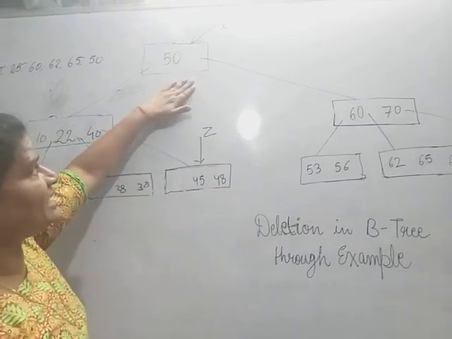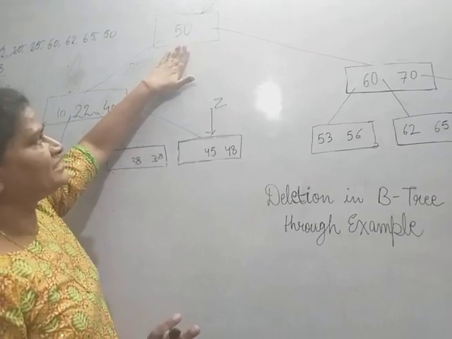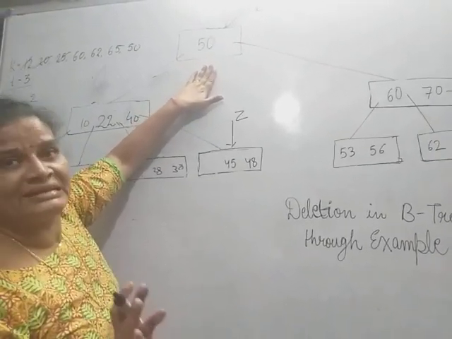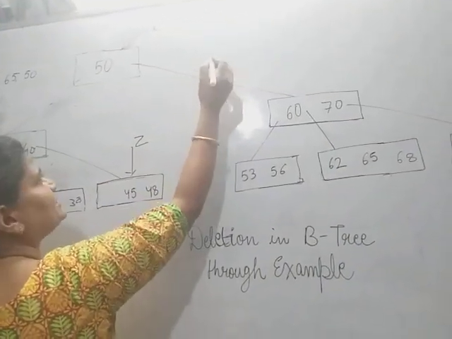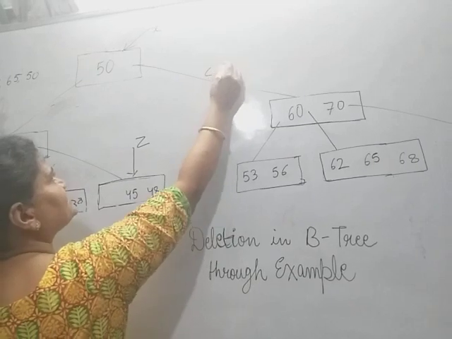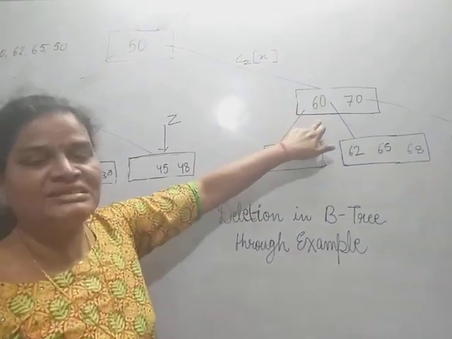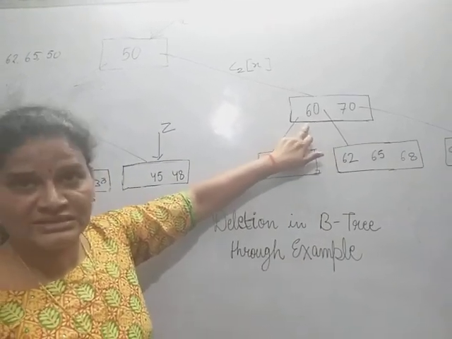Now when we start from the root node, there is no condition of t keys, it can contain at least one key. Now find the appropriate child where 60 may be present, this is C2x. Before moving, I have to check whether C2x contains t keys or not. C2x doesn't contain t keys.